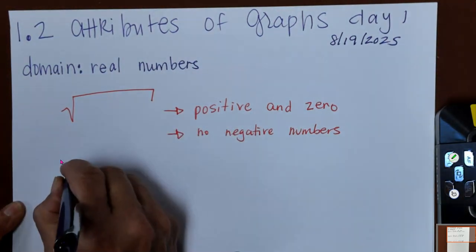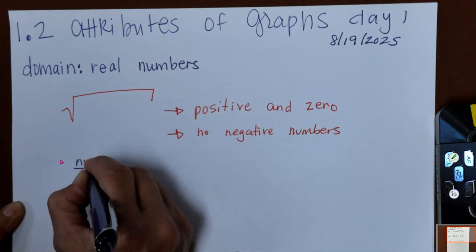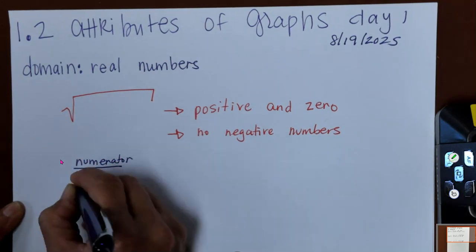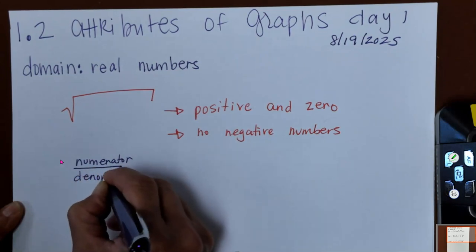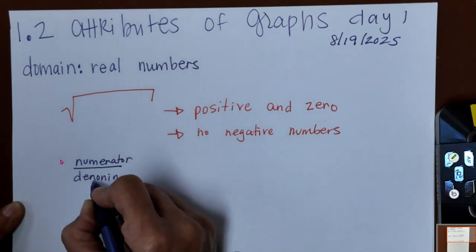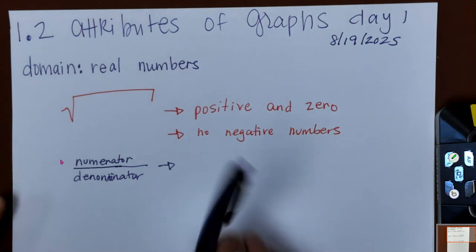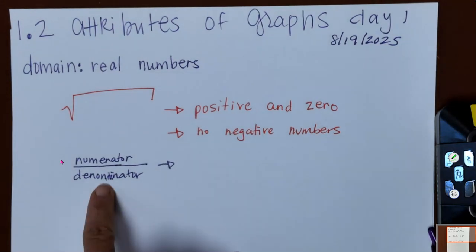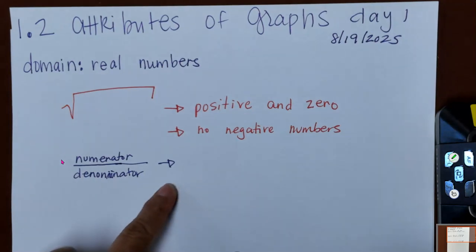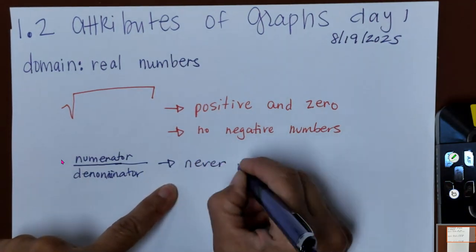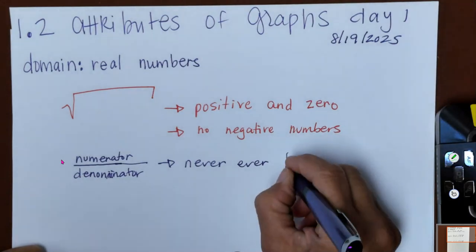This is a fraction. Here's your numerator. Here's your denominator. Okay, so guys, you can have a negative down there. It's okay. Your denominator can be negative. Your denominator can be positive. But what can your denominator never be? 0. That's right. So this can never, ever, ever be 0.